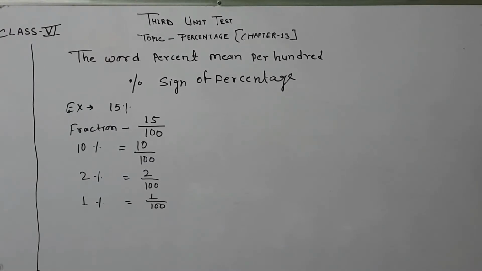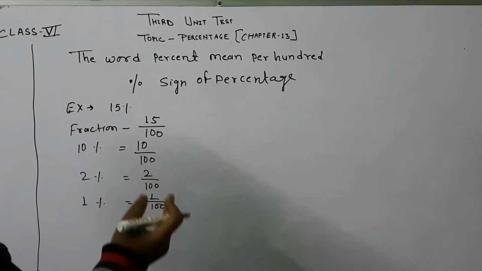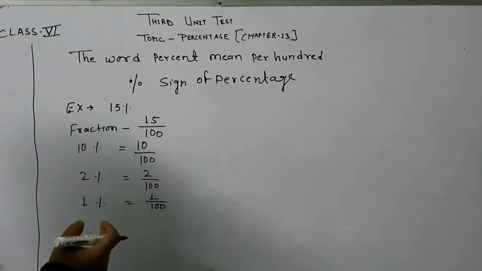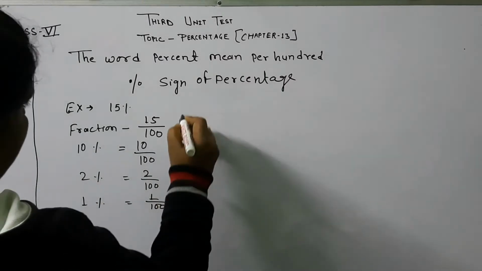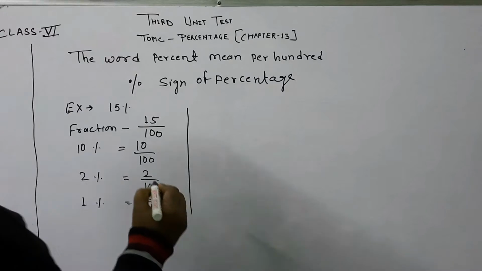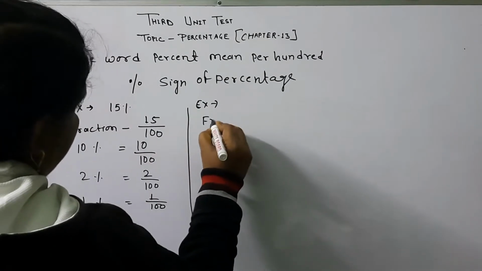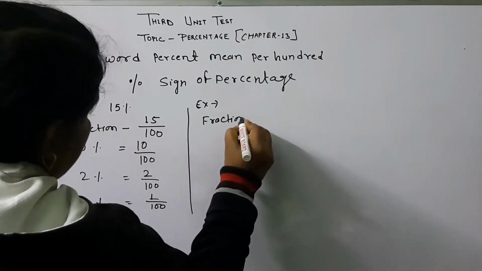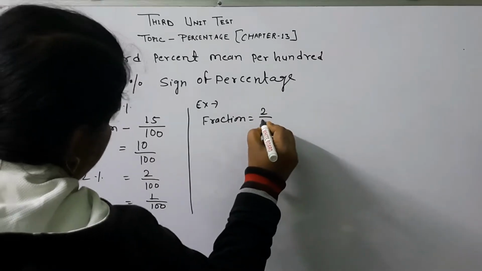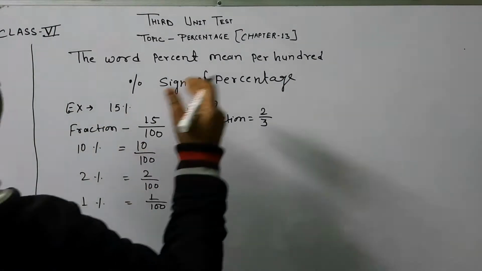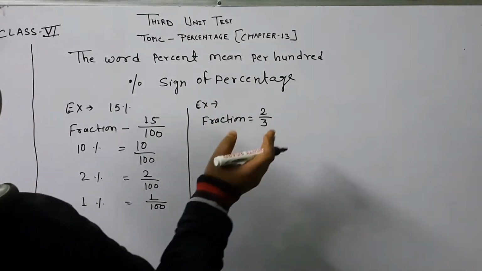So, students, to go from the fraction to the percent, what do we have to do? We have to multiply it by 100. Suppose for example, a fraction is given. Fraction is equal to 2 by 3. This is a fraction and you have to convert it into the percentage. So what do we have to do?